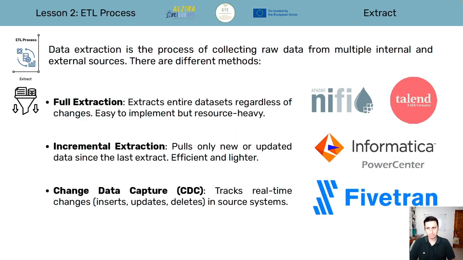So the first step in the ETL, as said before, is data extraction, where we collect raw data, meaning data that has not been manipulated and is coming directly from the origin as it's delivered by the software. It can come from both internal and external sources, like we saw in the first lesson. We have three different methods. It could be more, but the most important are those three.